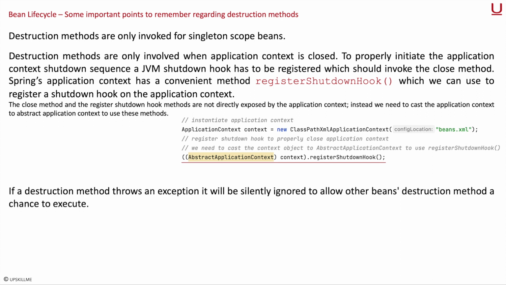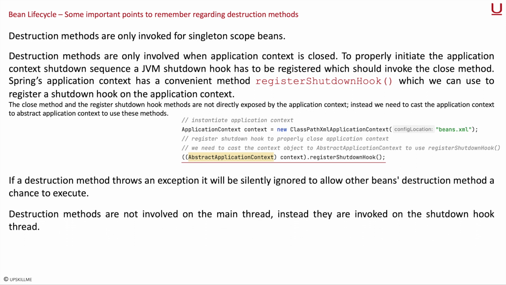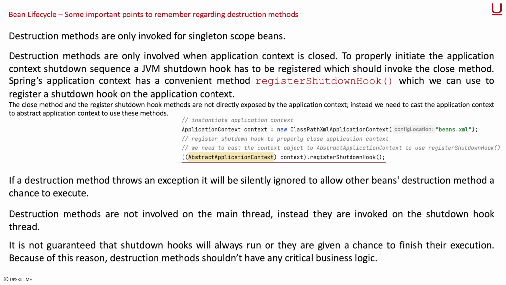Number 3. If a destruction method throws an exception, it will be silently ignored to allow other beans' destruction methods a chance to execute. Number 4. Destruction methods are not invoked on the main thread. Instead, they are invoked on the shutdown hook thread. Number 5. It is not guaranteed that shutdown hooks will always run or that they are given a chance to finish their execution. Because of this reason, destruction methods shouldn't have any critical business logic.